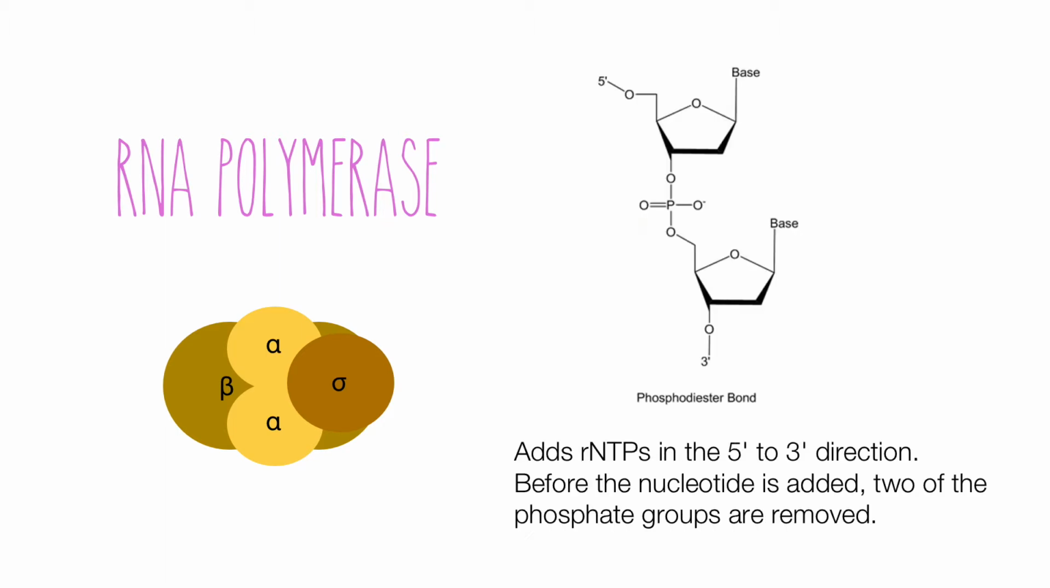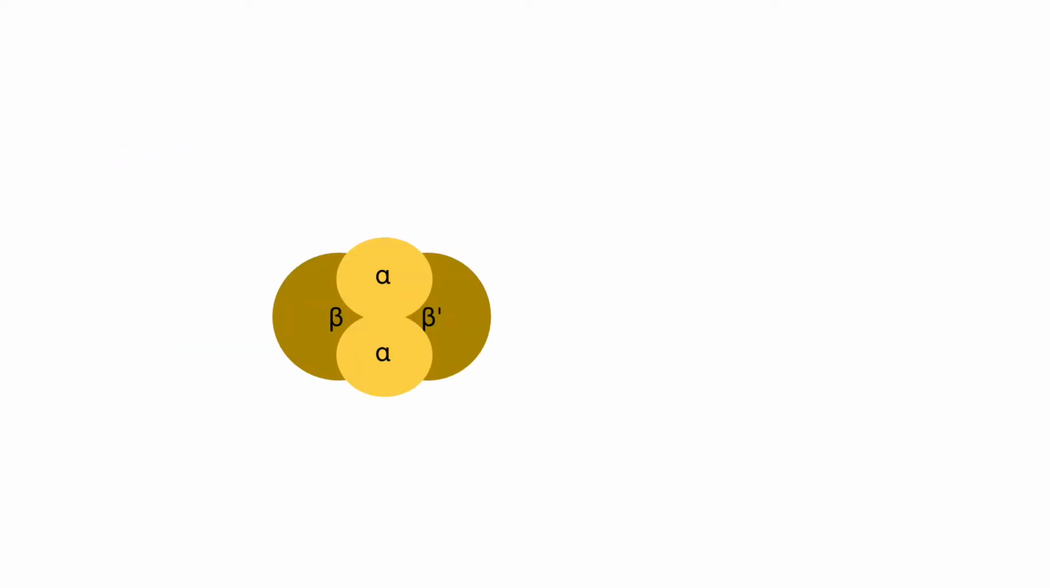RNA polymerase is the main architect in the RNA construction process in prokaryotes. RNA polymerase makes phosphodiester bonds to add RNTPs to corresponding DNA. RNA polymerase is made up of many different subunits that together form the core enzyme.